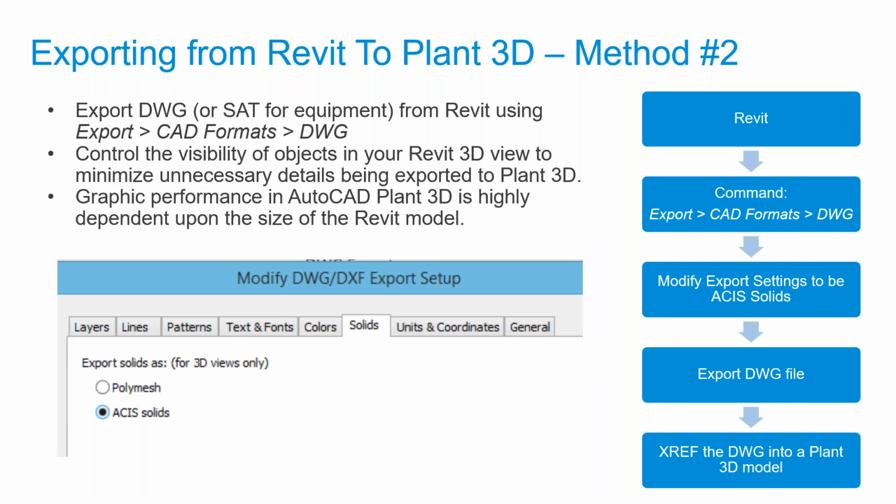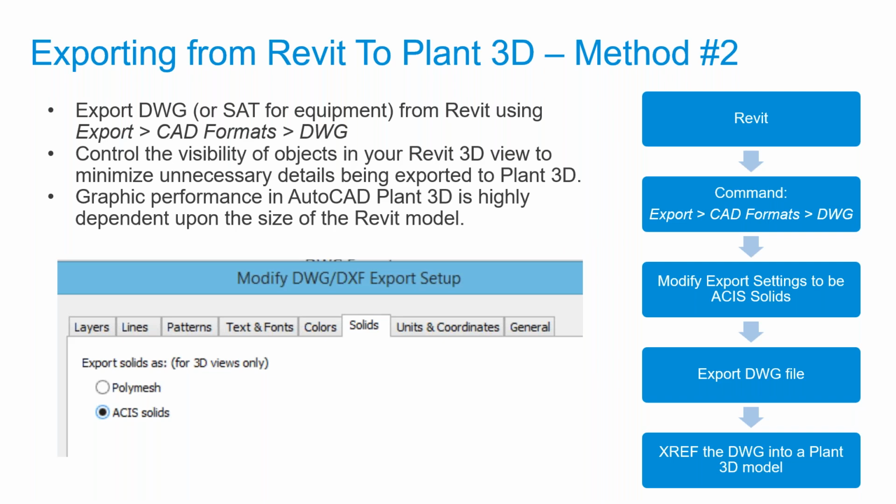First, make sure you have a complete 3D view in your Revit model selected from the browser. It doesn't work if you use the 2D views. You need to use the 3D view that you want to see in Plant. From the application menu in Revit, use Export, CAD Formats, DWG, and then choose Modify Export Setup. Select the solids to be the ACIS solids, and this allows the objects to be recognized in the orthographic drawing, so that's kind of important.